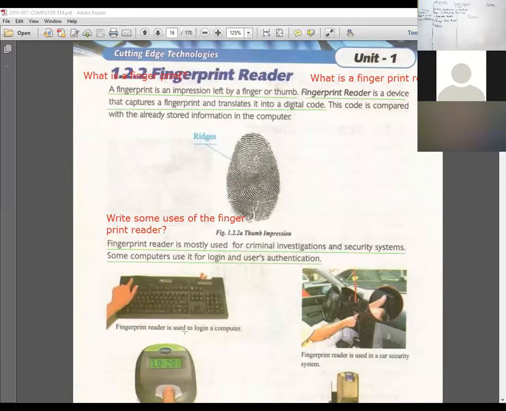And here you can see that this is the fingerprint sensor which is placed on the keyboard and it is used to log in to a computer. Then in this picture, in a car, they are using a fingerprint system to secure their vehicle. In this way, we can say how a fingerprint reader works. Show me the thumbs up if you have done it. Okay, good. Now I'm going to the next page.